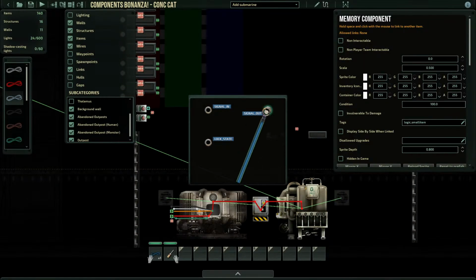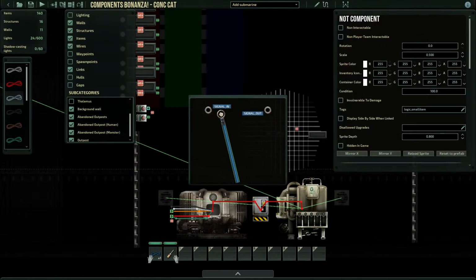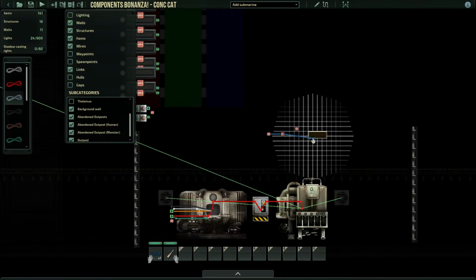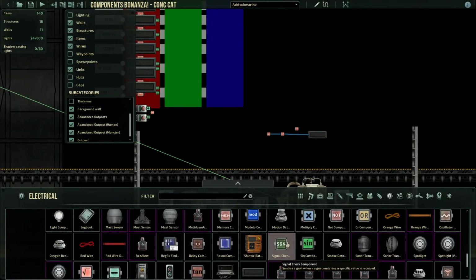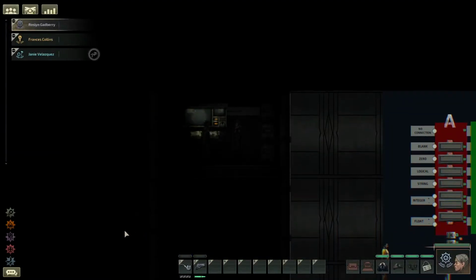For now, we're going to say signal out to here, signal out to here, and put a wire on the ground.